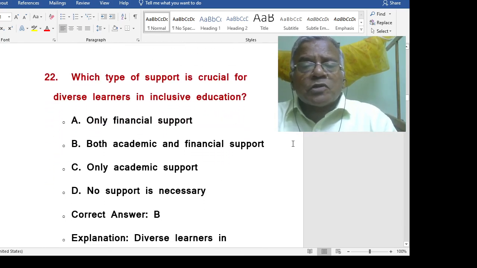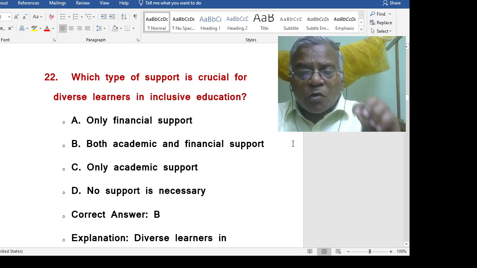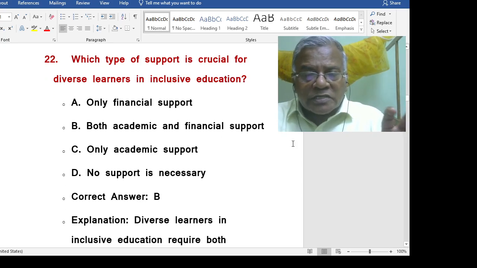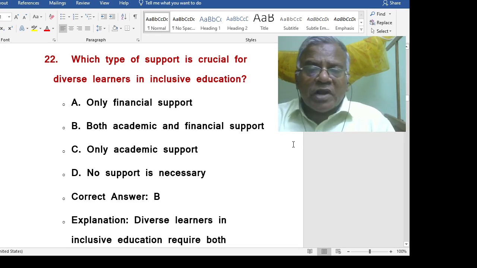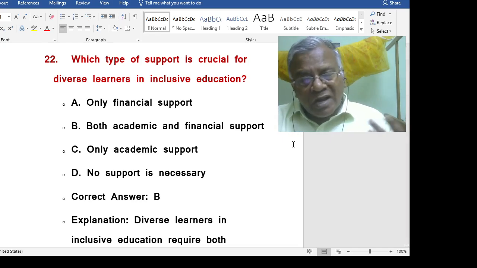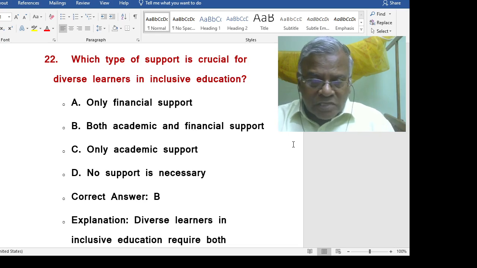Which type of support is crucial for diverse learners in inclusive education? That is both academic and financial support. Financial support also should be given because they are diverse learners from humble backgrounds, poor backgrounds, etc.